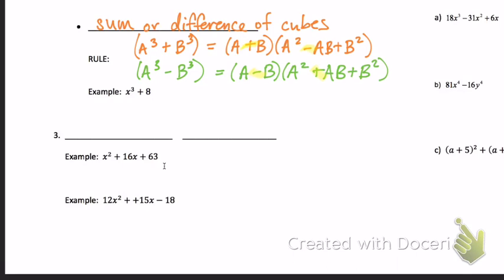So if we have x cubed plus 8, my a would be x. You're taking the cube root of your first term and the cube root of your second term. The cube root of 8 is what? 2. So my a would be x and my b would be 2. It's a plus, so I'm going to use the formula at the top: x plus 2, x squared minus 2x plus 4.